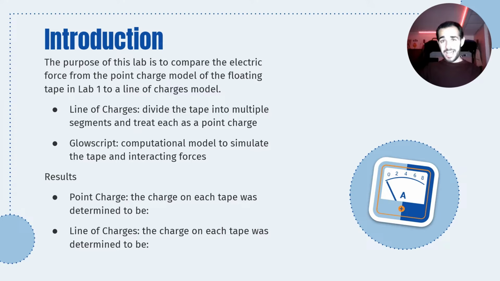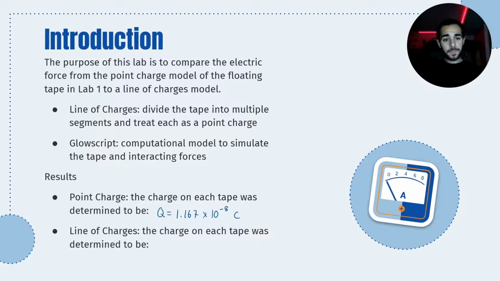Alright, so this lab is basically just a continuation of Lab 1, with the main goal being to compare the electric force from the point charge model of the floating tape in Lab 1 to a line of charges model that we will present here. Now, what do I mean by line of charges? Well, we're going to divide the tape from Lab 1 into multiple segments and treat each segment as an individual point charge. I'm going to be using GlowScript as the computational model to simulate the tape and its interacting forces. And here's just a quick rundown of the results from Lab 1 and the results that we will gain here in Lab 2.